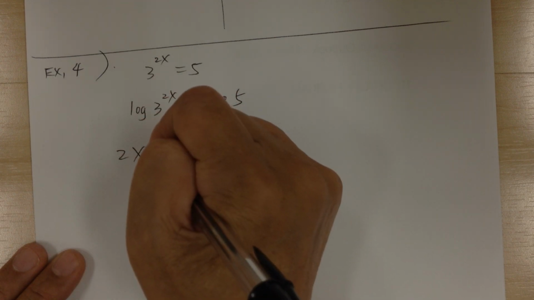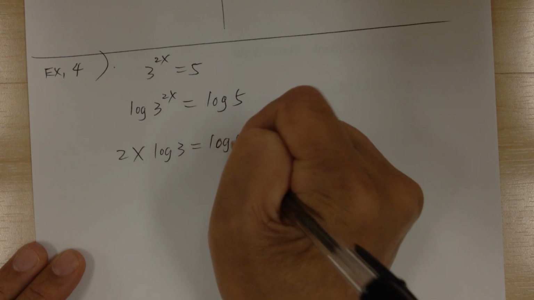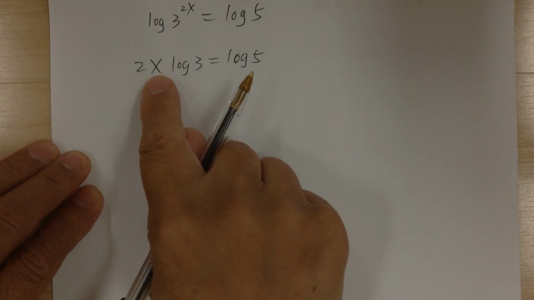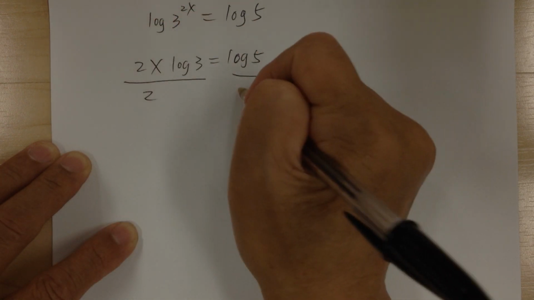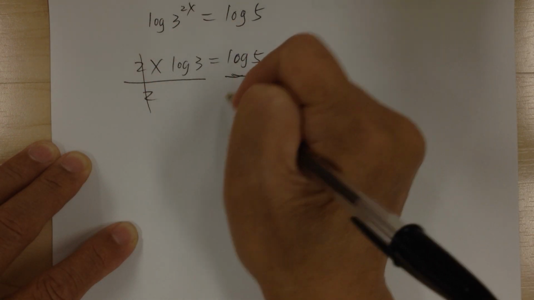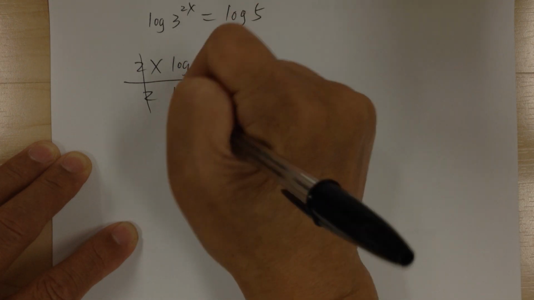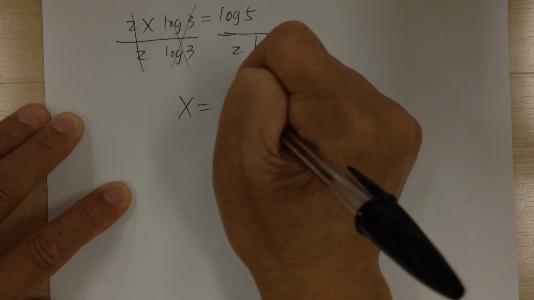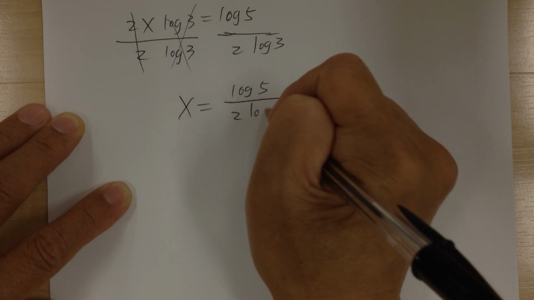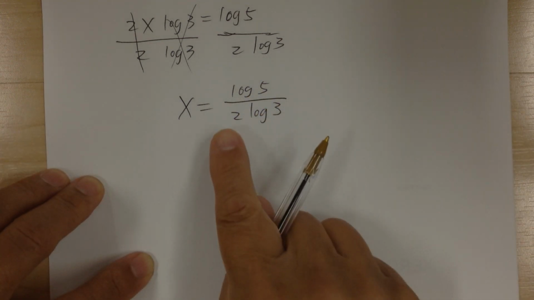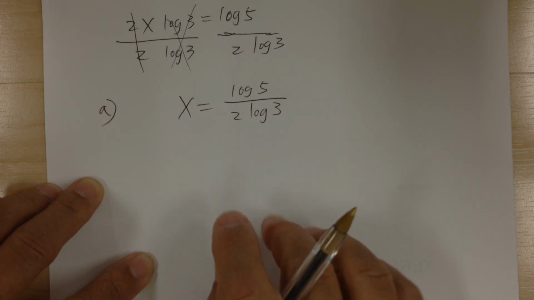So it becomes 2x log of 3 equal to log of 5. Okay. So now to solve for x, we have to divide by 2. We have to divide by log 3. Right. So divide by 2 on both sides. So this will cancel out. Then you have to divide by log 3 on both sides. So this will cancel out. So you got x equal to log 5 divided by 2 log of 3. Okay. So this is your part A. This is called the calculation ready. It means you're ready to use your calculator.